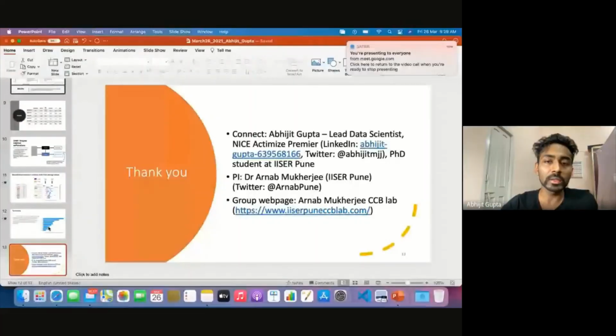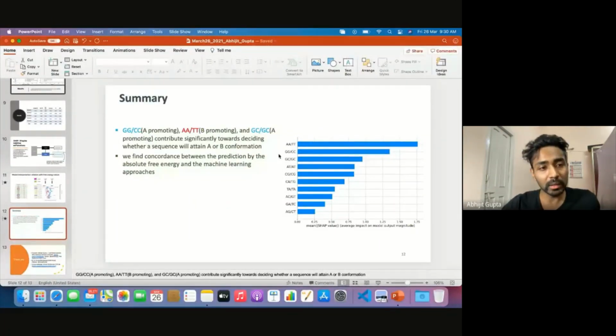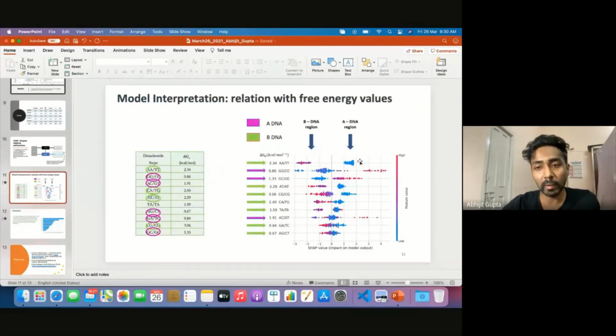Okay. Another question from Pallab. Does the SHAP algorithm show weights of different pairs? Yeah, so you could see that in the final graph where we have shown which are the... let me just share the screen again. So here you could see the respective weights of which are the key dinucleotide steps responsible for your A or B. And here it is the individual contribution that is ranked from the high towards the low value. So you could see AATT, GGCC, and GCGC are the top three contributing steps, followed by the other ones.